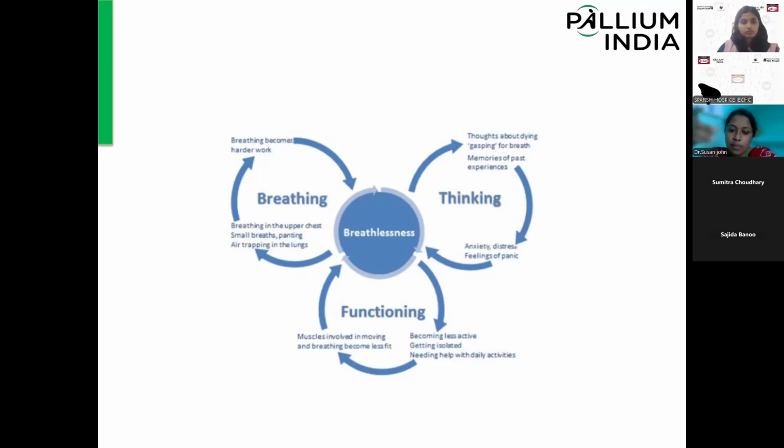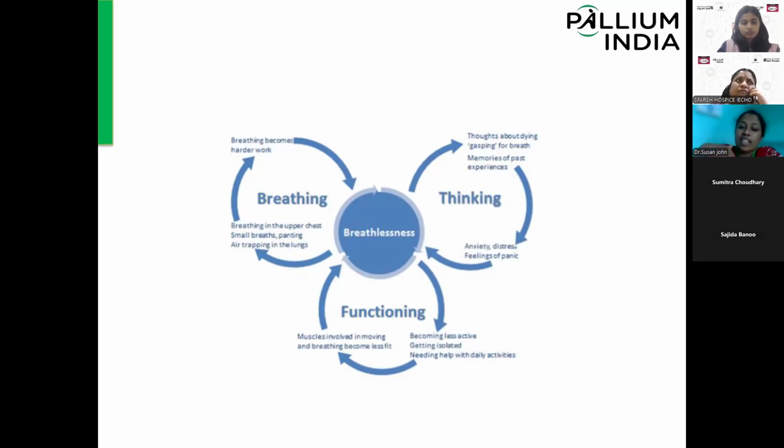That is one cycle. Another thing, when the patient has symptoms of breathlessness, the patient becomes less active. Most of the time they are bed bound because small exertion or small movement will increase the breathlessness. So they become more bed bound or wheelchair bound. The activities become less and less and they become more isolated. So they need help from others for their daily activities.